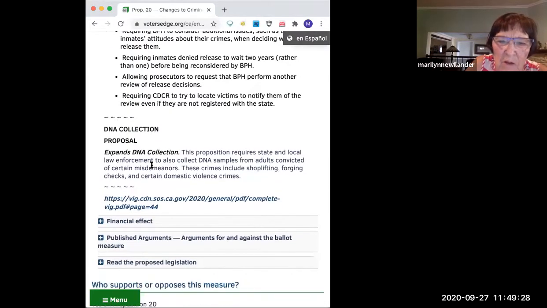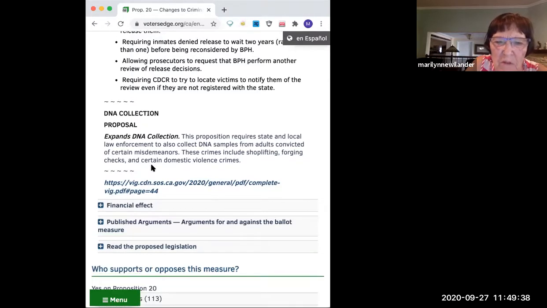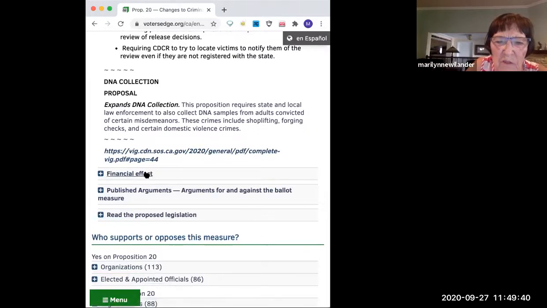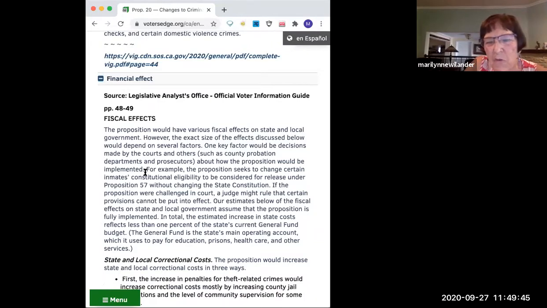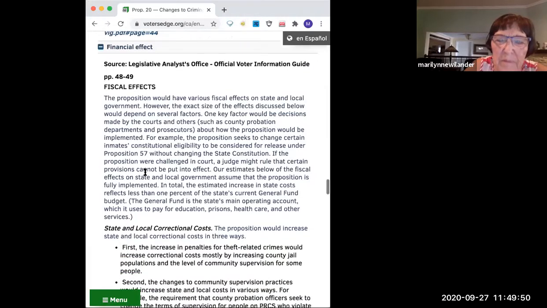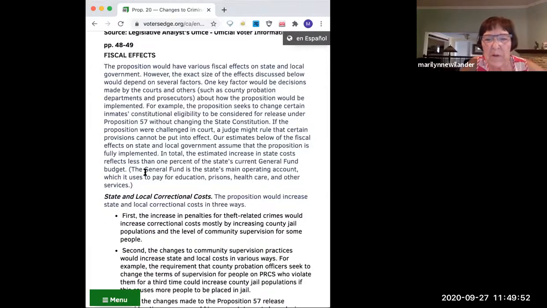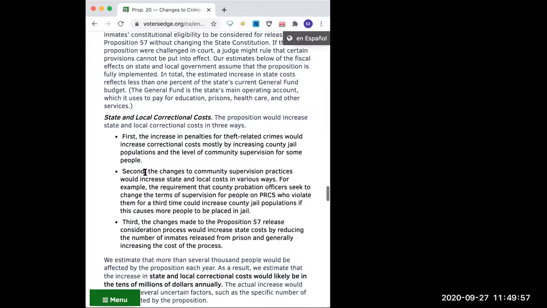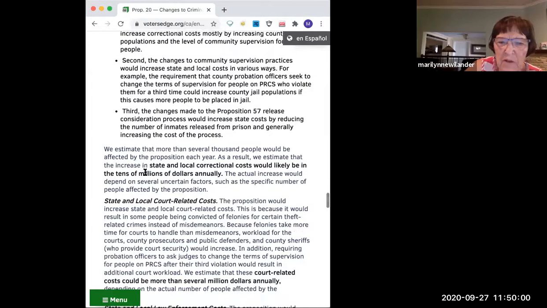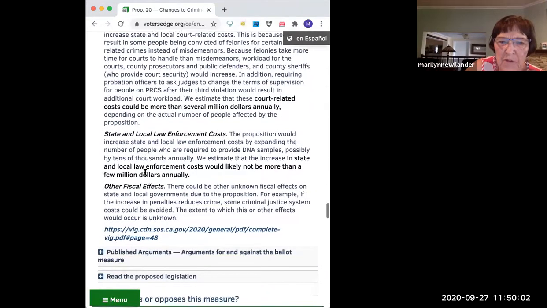It also, regarding the DNA collection, it requires state and local law enforcement to collect DNA samples from adults convicted of certain misdemeanors, including shoplifting, forging checks, and domestic crimes. The fiscal effects are kind of a mixed bag. There's talk about the cost of the courts to make these determinations, but the prisons would have reduced costs if they're letting people out, of course. So the actual fiscal effect is unable to be determined.